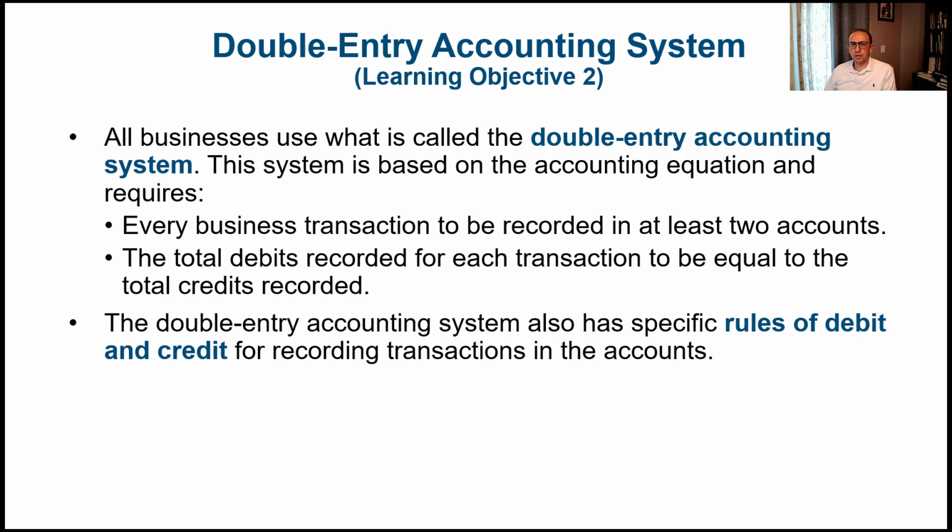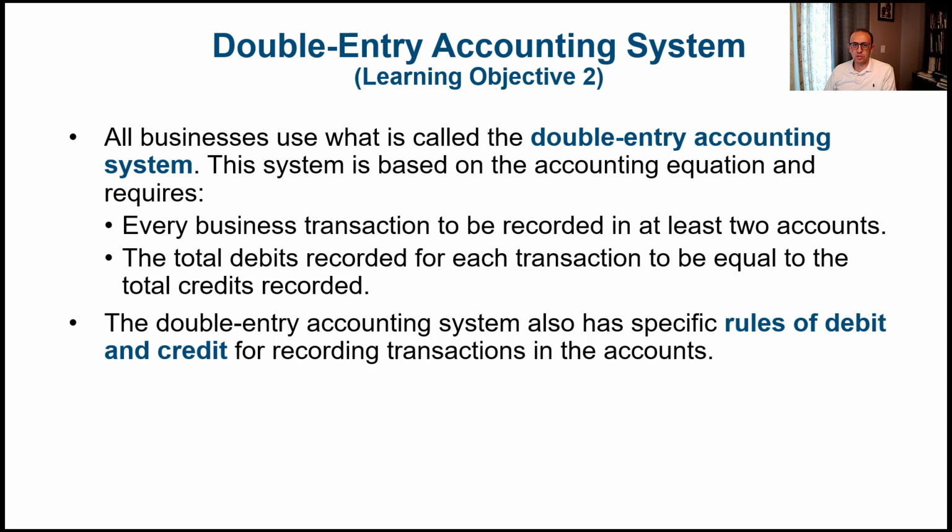So the double entry accounting system is a system that's created specifically for accounting. And basically it says that for every single transaction there are two accounts affected. One would be on the debit side and the other would be on the credit side. So all businesses use what is called the double entry accounting system. This system is based on the accounting equation.